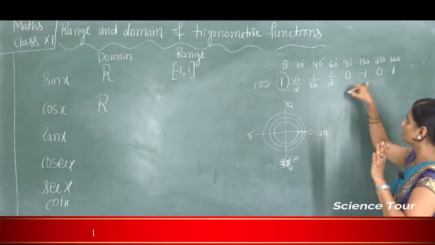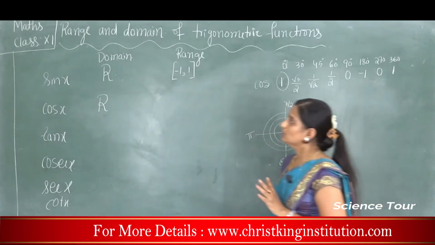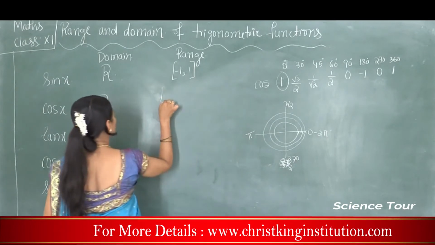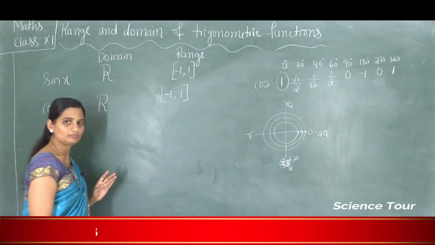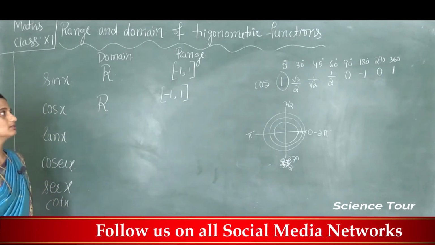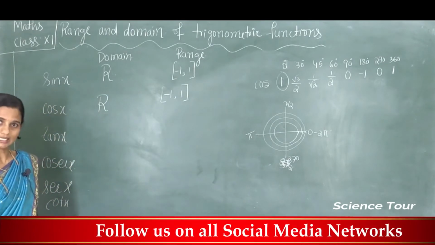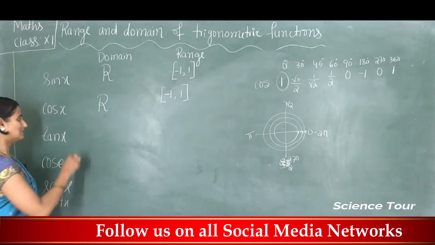So by this you can understand the range of cos. What is the range of cos? The range of cos is the closed interval -1 to 1. Clear this? Yes. Now next, tan.